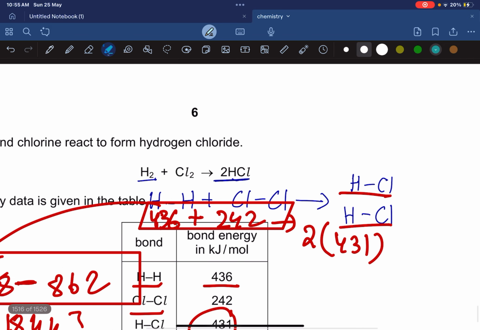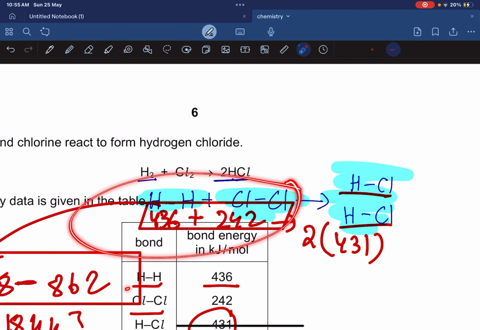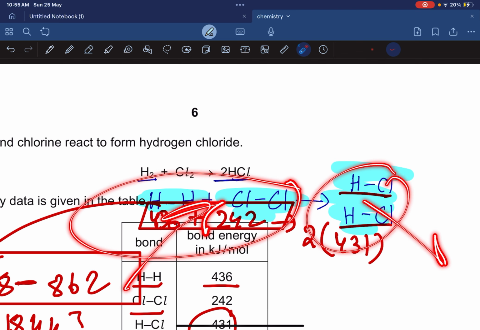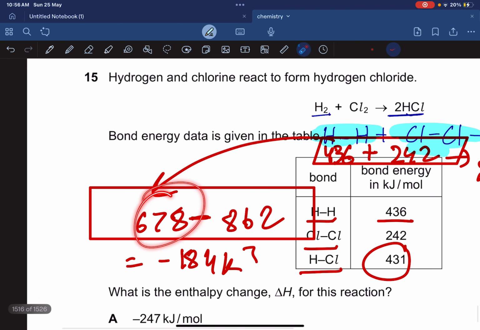I hope you got this. The most important key step was writing this in this form so that you know what you have to do. The other key takeaway was the energy going into the system and the energy coming out of the system. You just have to subtract the two energies, going in and coming out.